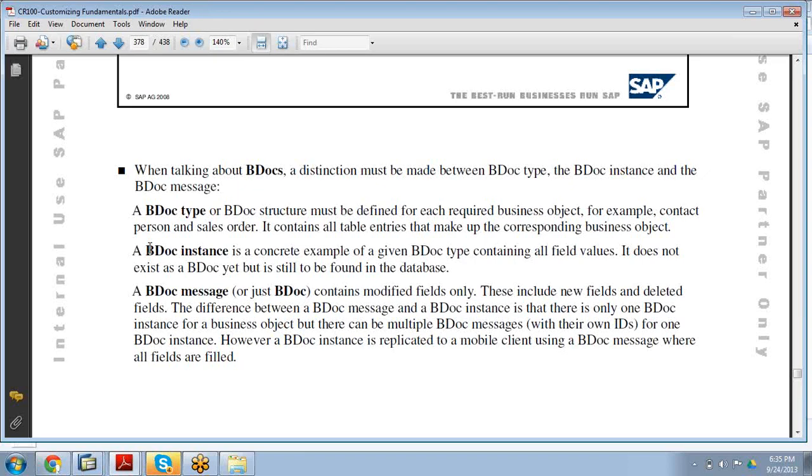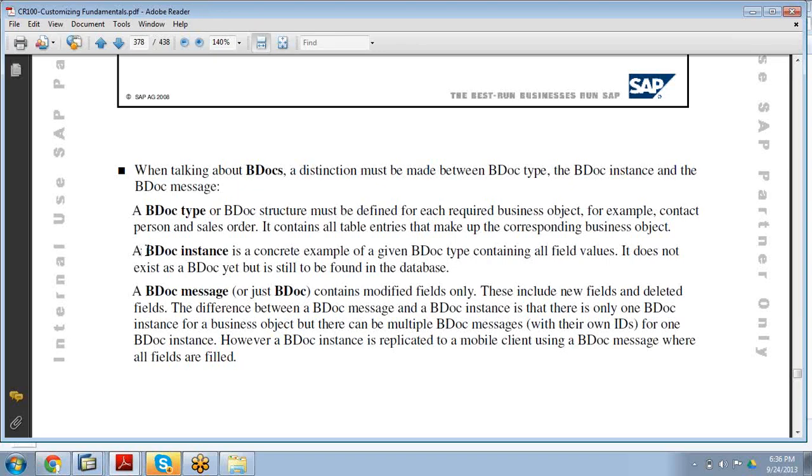When it's instance, whenever you are changing values, each time there will be a unique global user identifier, GUID, and that's called BDoc instance. That means at this hour, whatever we changed last time, there may be a problem in that. So we will only check the latest instances whenever there is a root cause problem. And message is only the modified fields.